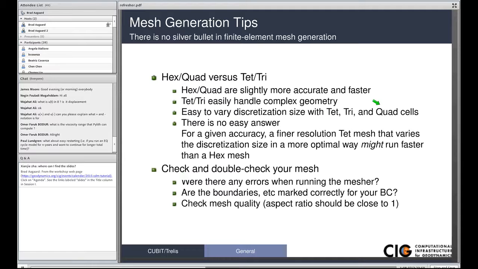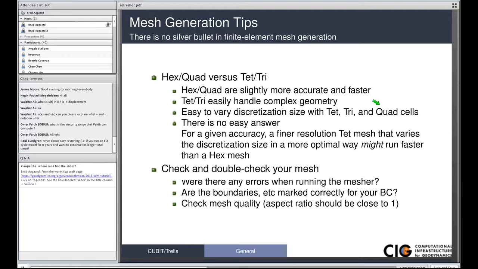CUBIT has support for complex variation in the discretization size with quads, and so that helps it stand out from some other mesh generators. So it's easy to vary the discretization size with triangles and quads. There's no easy answer for a given accuracy. A finer resolution tet mesh that varies in the discretization size in a more optimal way might run faster than a hex mesh. So it really depends on the problem.